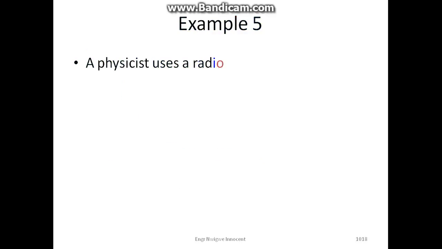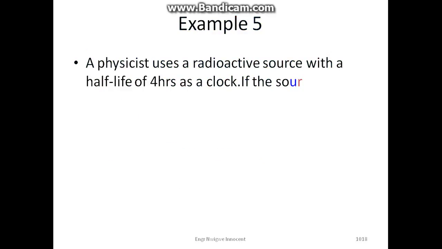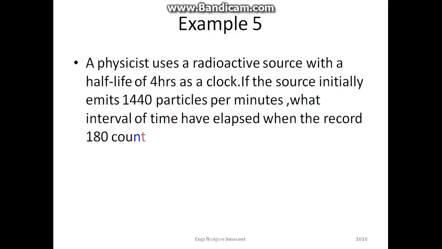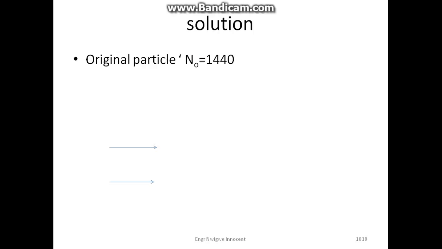Example 5. A physicist uses a radioactive source with a half-life of 4 hours as a clock. If the source initially emits 1,440 particles per minute, what interval of time has elapsed when they record 180 counts per minute? Solution. Original particle N0 is equal to 1,440.